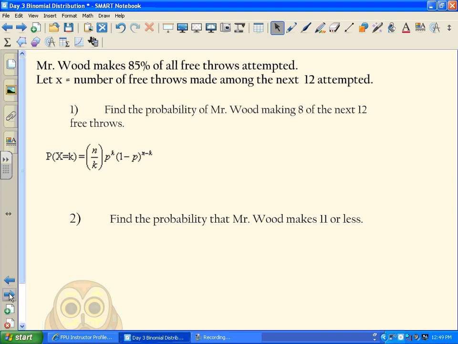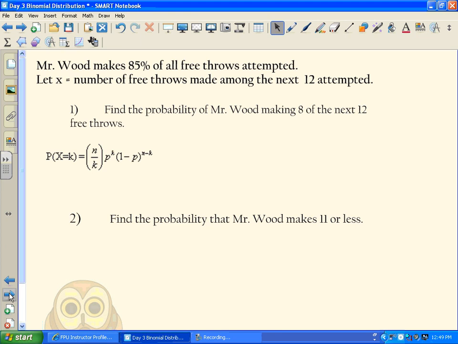Predetermined number of trials. How many trials are we talking about here? 12 basketball shots. Independent events. Let's see. Each time I shoot the free throw, whether I make or miss my previous one, does it affect the outcome of the next one? No. So they're independent events. Mutually exclusive. What happens this time?